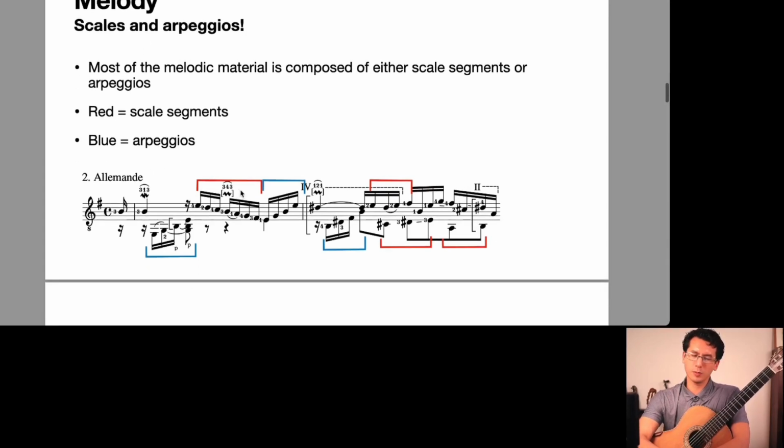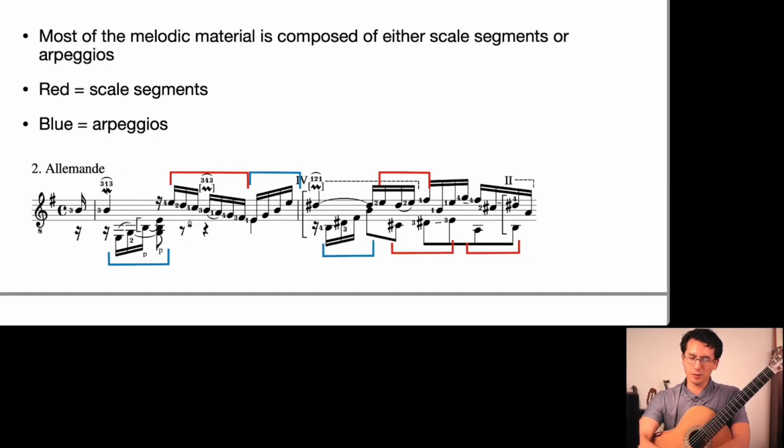Okay, so it's pretty clear that it's mostly scales and arpeggios. Red indicates scale motion, and you see it both in the melody and in the bass line. And then blue indicates arpeggiated motion, which is also in the bass and the melody line as well. And those are really just straight chords, arpeggiated chords a lot of the times.